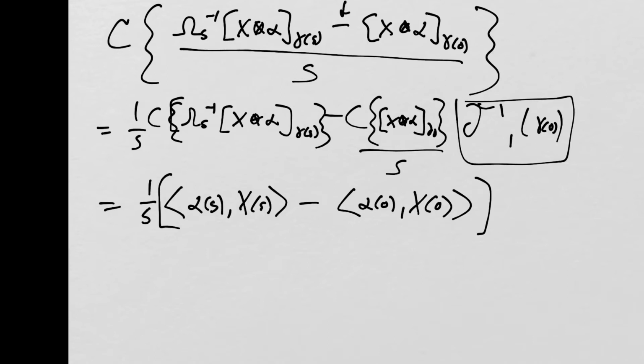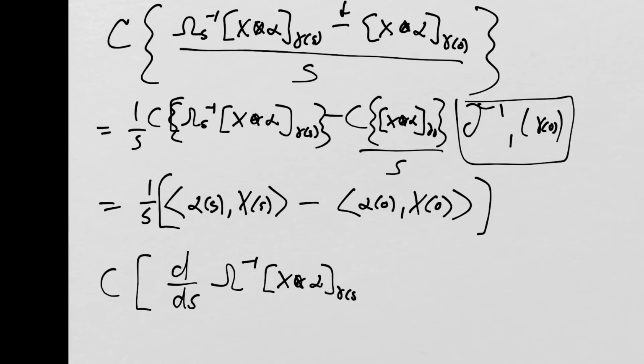So if we consider that as a limit, we look at this expression and consider it as a limit, and this expression and consider it as a limit. So let's look at this one first. If we take s as a limit, we end up with the contraction of d by ds omega inverse x tensor product alpha evaluated at gamma s, and this is an s, right? Evaluated at s equals 0. That's what this whole thing is as a limit.